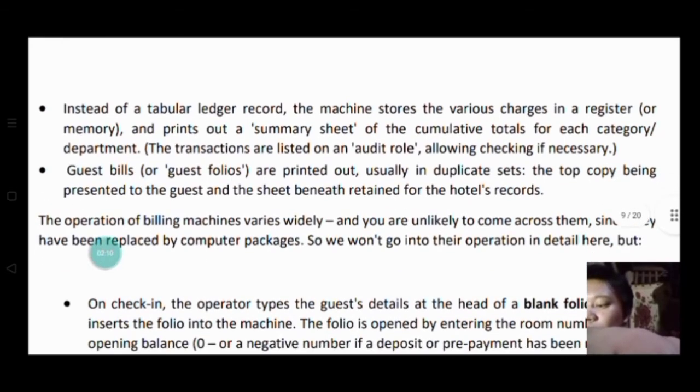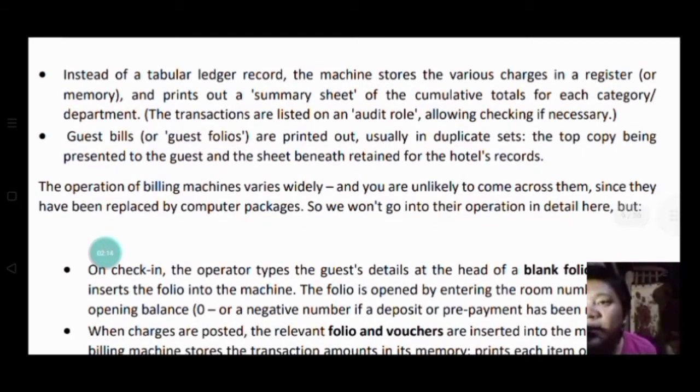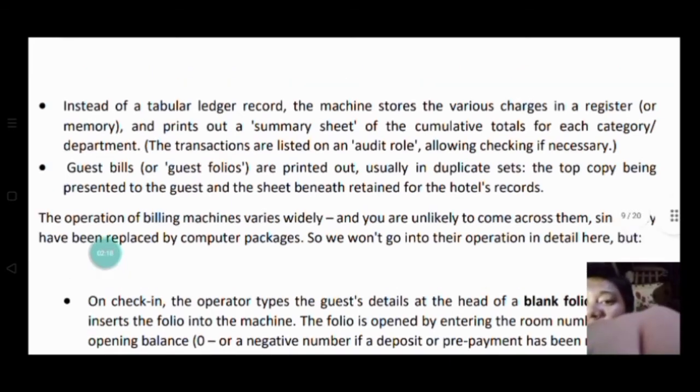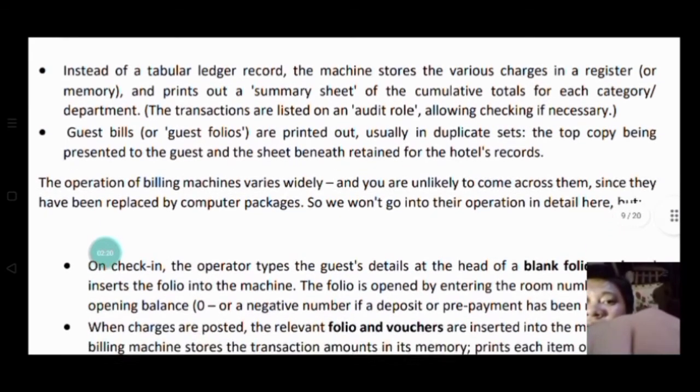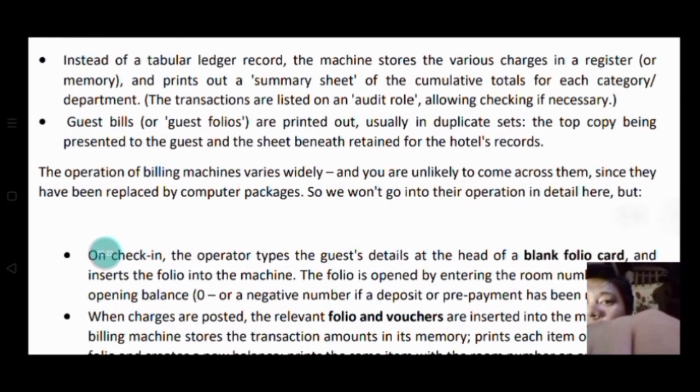Then the second dot is guest bills or guest folios are printed out, usually in duplicate sheets, the top copy being presented to the guests and the sheet beneath retained for the hotel's records.